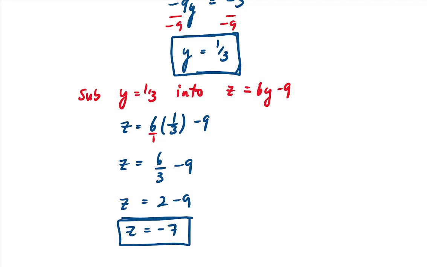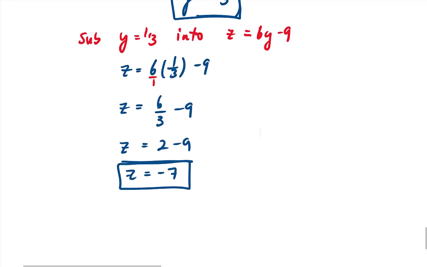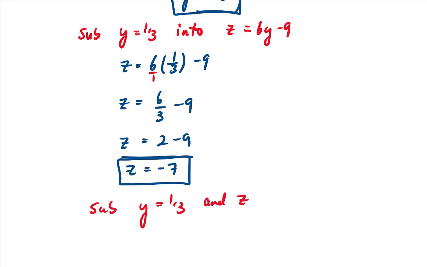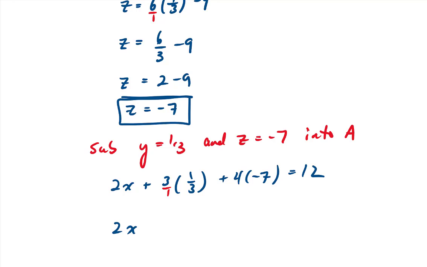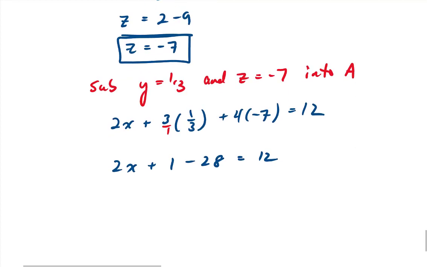Finally, let's take the y and z value and sub it into equation A. And if we do that, we get 2x plus 3 times a third plus 4 times negative 7 is equal to 12. Remember, that's 3 over 1. So we get 2x, and then we get 3 over 3, which is 1. So we get plus 1 minus 28 is equal to 12.